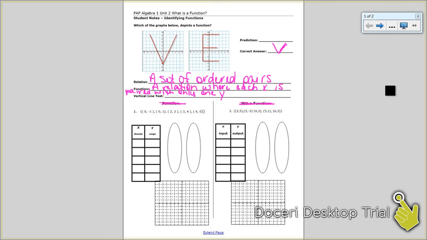So number 1, you have a list of ordered pairs. We've got a relation, and there are going to be several things we do with this relation. The first thing we're going to do is take those values that are listed in that set of ordered pairs, and fill in the table. So I'm just going to put them in there. I have 0, negative 1. I have 0, 1, 2, 2, 3, 4, and 4, 0.